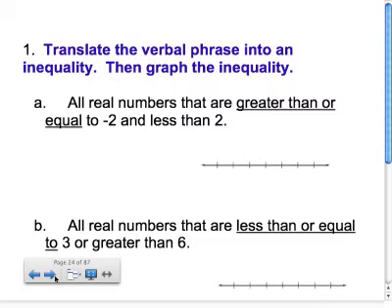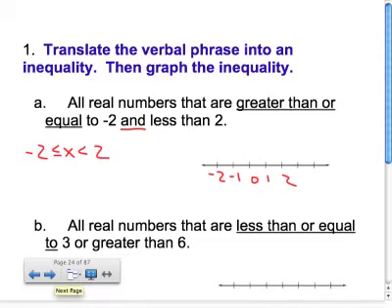Number one says translate the verbal phrase into an inequality and then graph the inequality. It says all real numbers that are greater than or equal to -2 and less than 2. So we're going to write it as one big inequality. -2, we are bigger than or equal to that, but we have to be smaller than 2, so we're between those two numbers. If this is -2, this is -1, 0, 1, and 2.